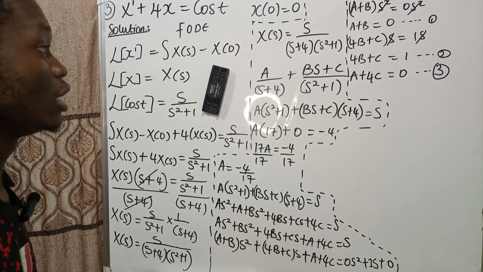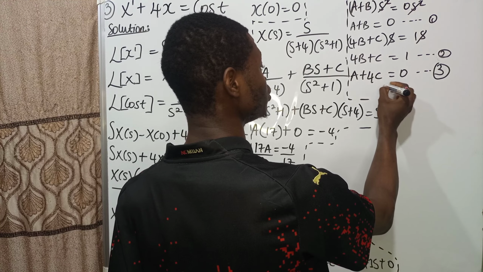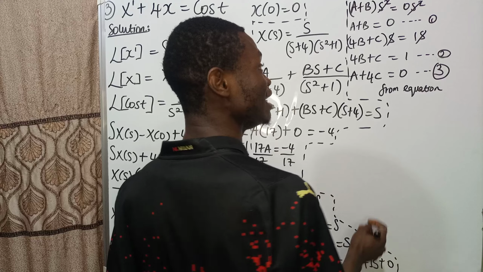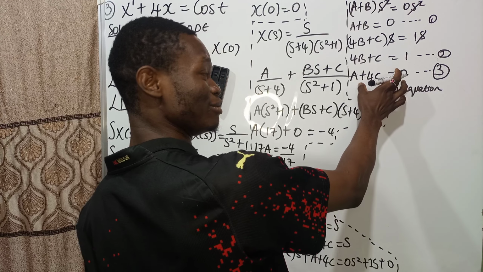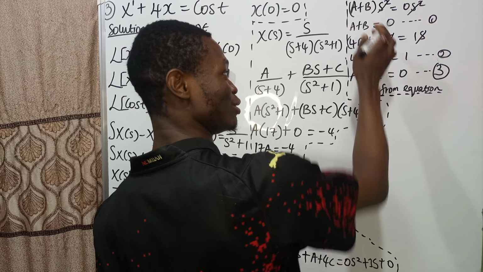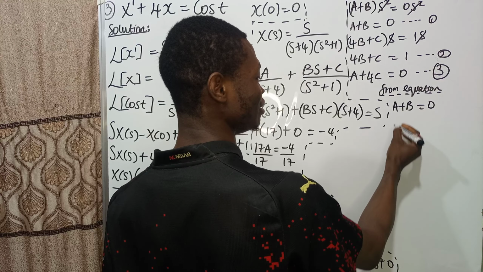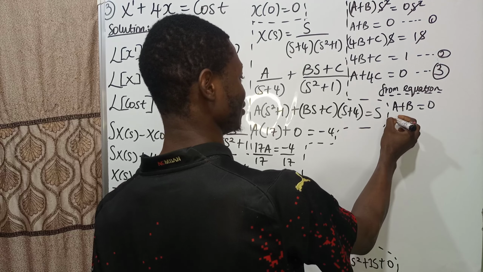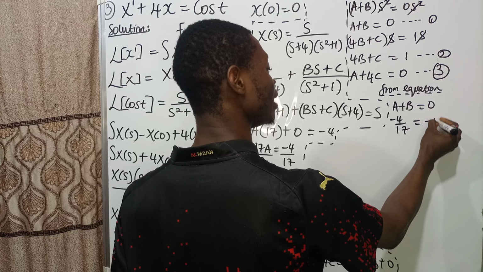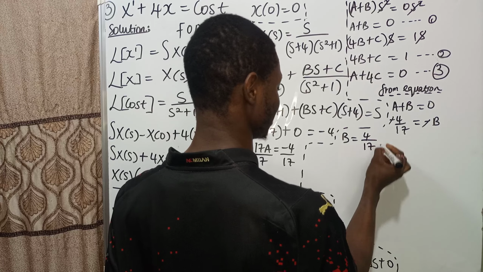Now remember we have the value of a. So from equation 1, they're not even coming to these people that don't have money. From equation 1, the rich kids, our a plus b is equal to 0. So our a is minus 4 over 17, which is equal to minus b. So automatically our b is now 4 over 17.